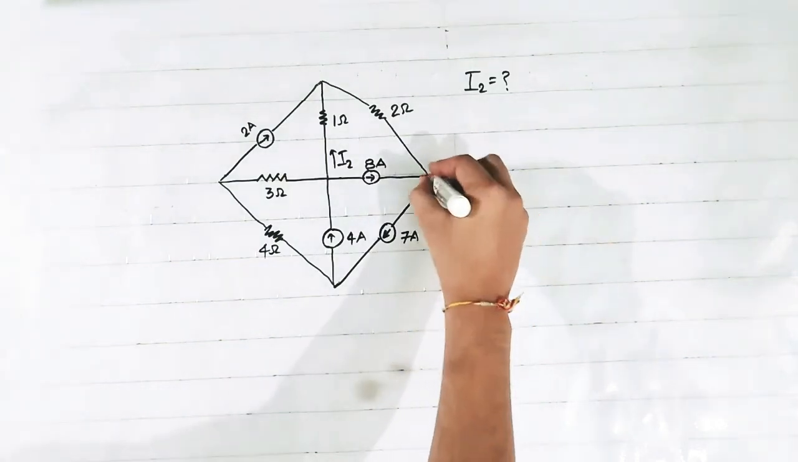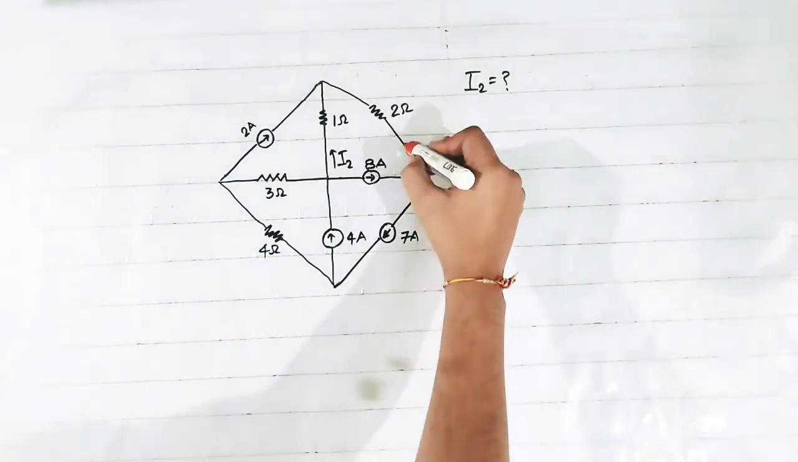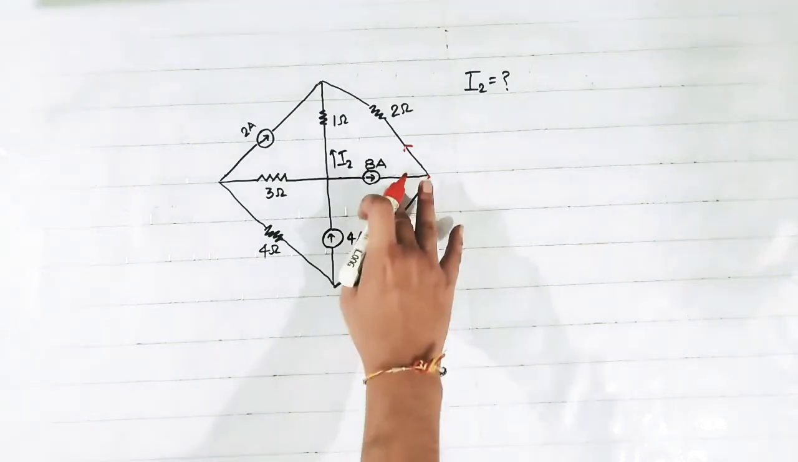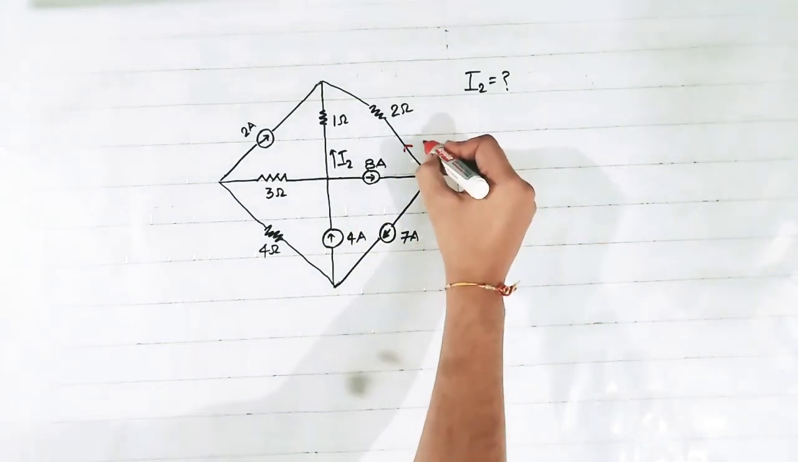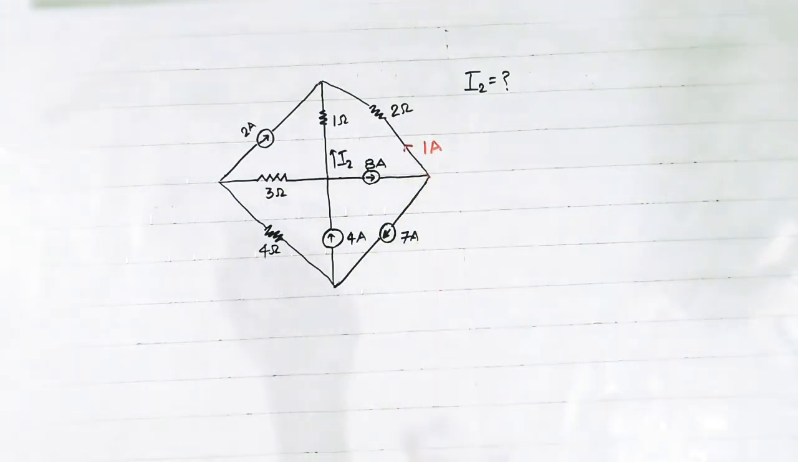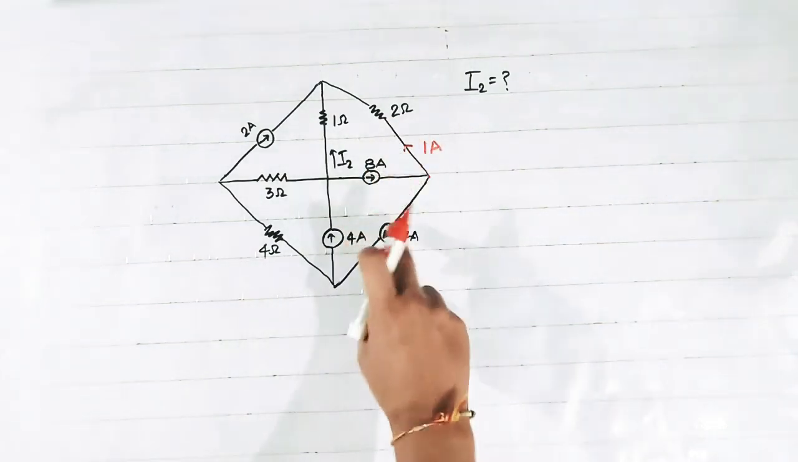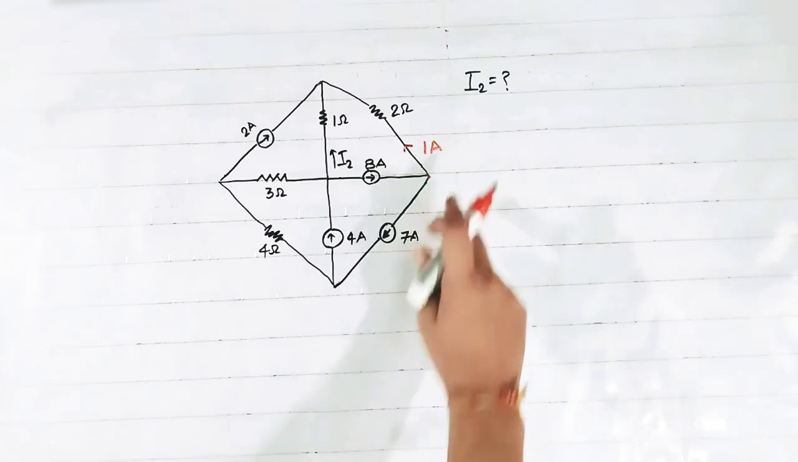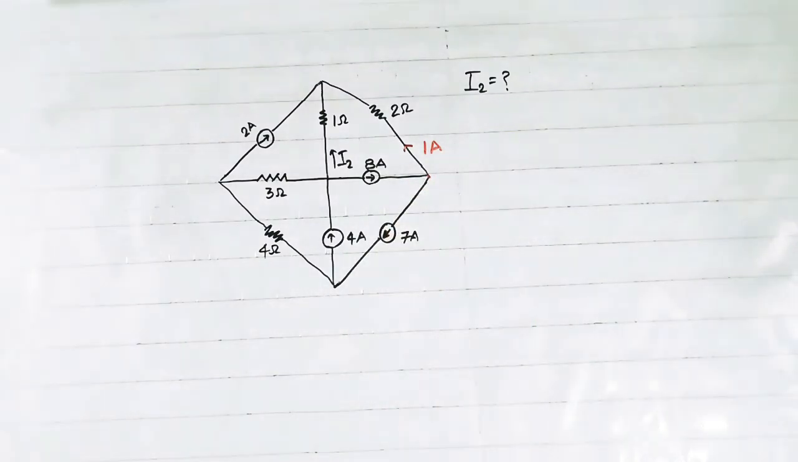So at this junction only this current is unknown. So what is this current? That is simply equals to 8 minus 7. It means 1 ampere will go out there. So if we make the sum, then we get total sum of currents equals to 0. That's why this is 1 ampere.